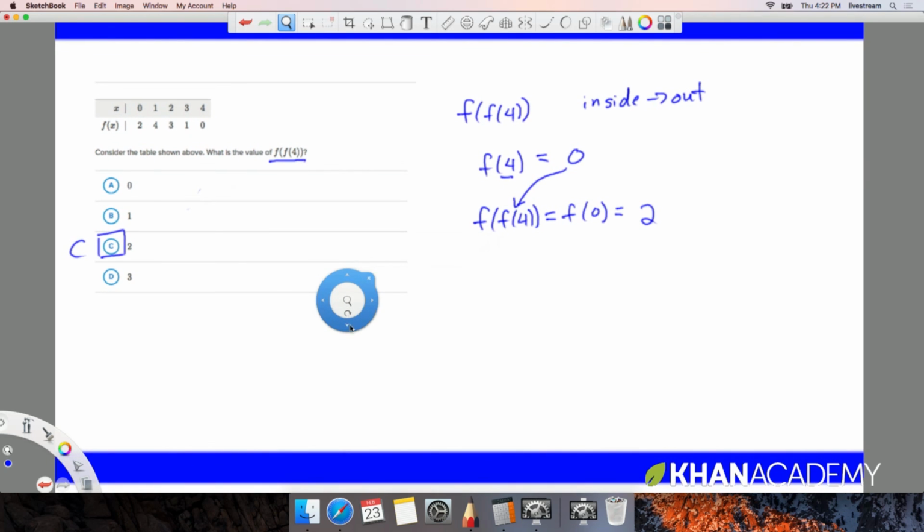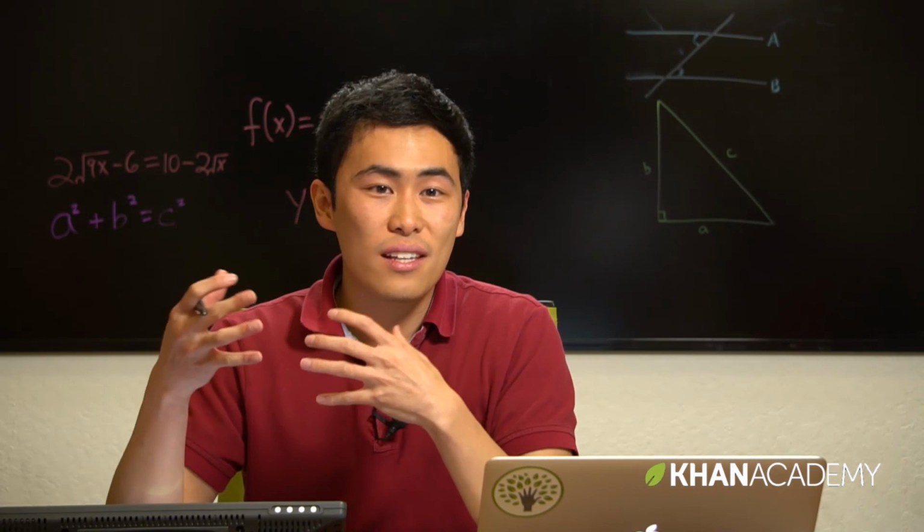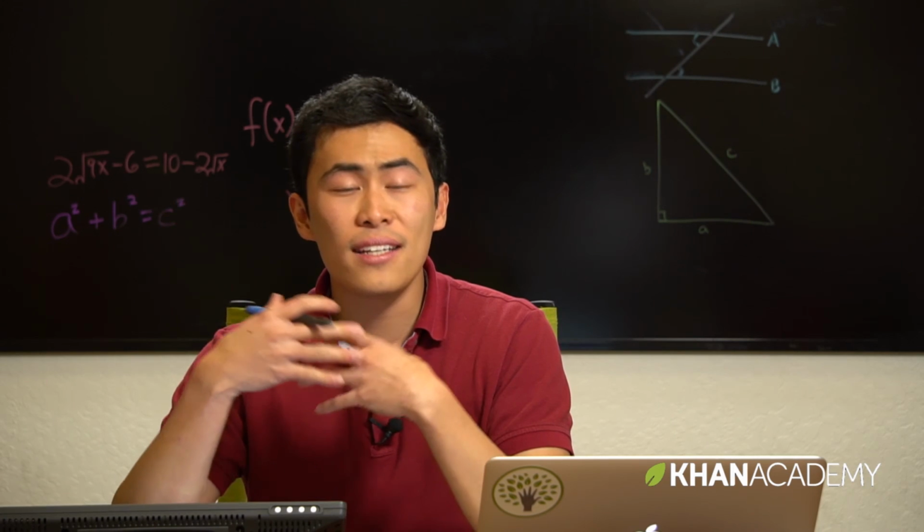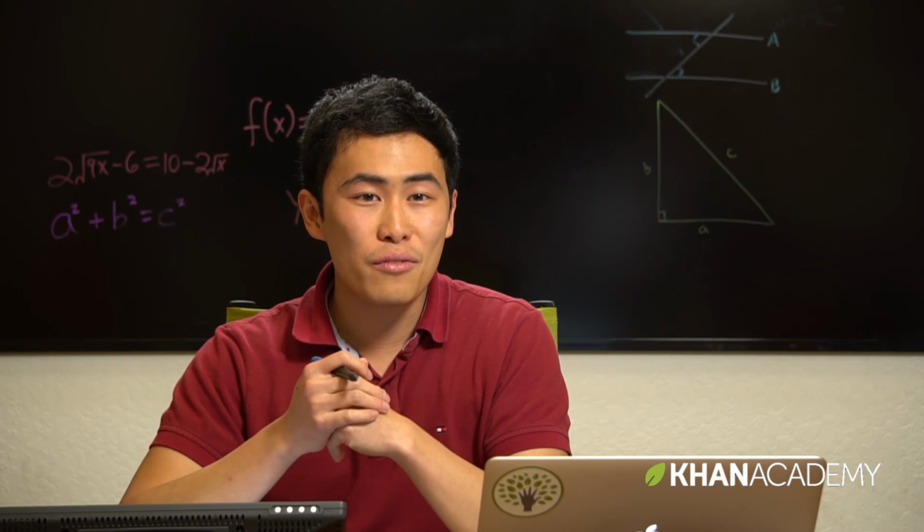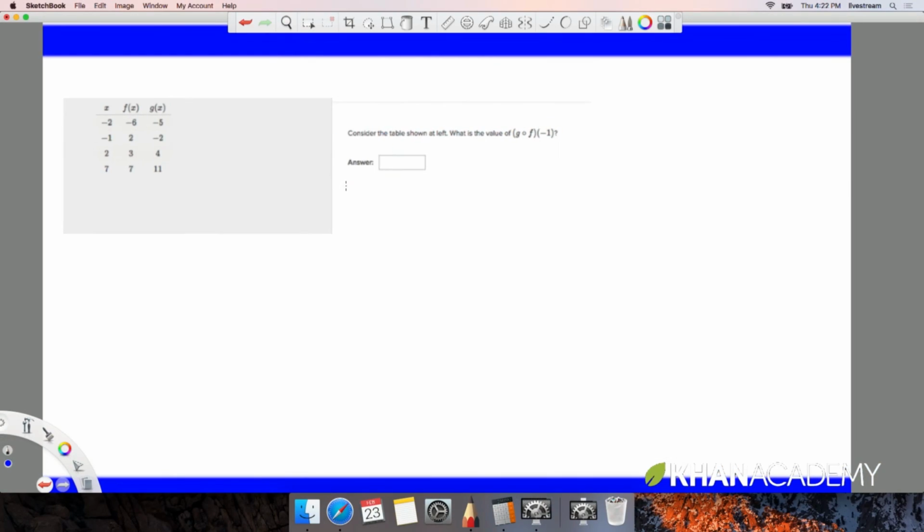But let's keep going and see what this looks like when the table's a bit more complicated or there are a few more pieces of information to work with. Okay, consider the table shown at left. What is the value of g of f of -1? Okay, so for me, I prefer to see this as g of f of -1. That's just easier for me to understand, and so it's always okay to rewrite a problem, or rephrase it so that it's easier for you to understand.